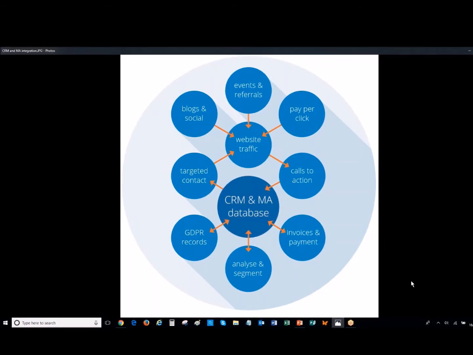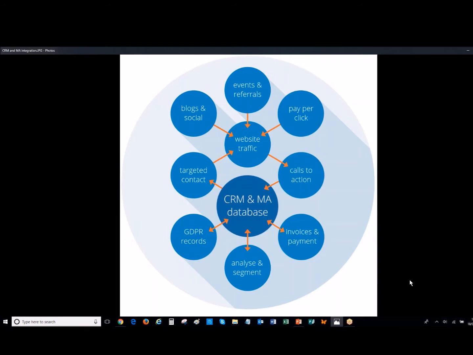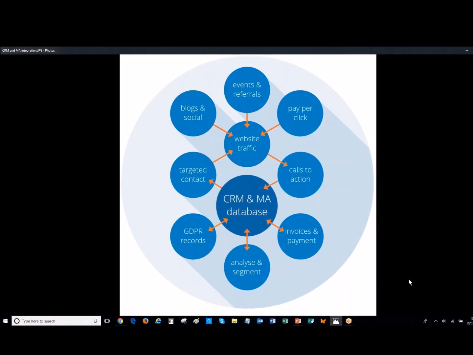The reason that the CRM and the marketing automation database need to be integrated rather than 2 separate systems is that it enables me to have an easier life as a marketer. Some of the things that I want to do are much more simple to achieve if they're in a single database than if they're in 2.